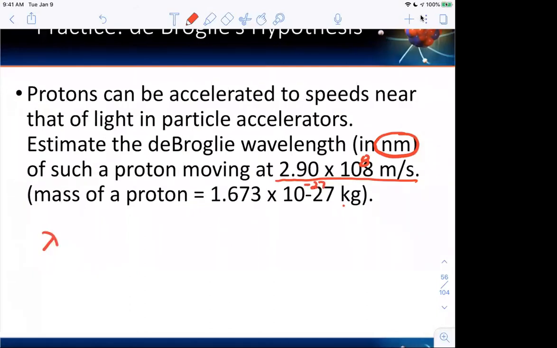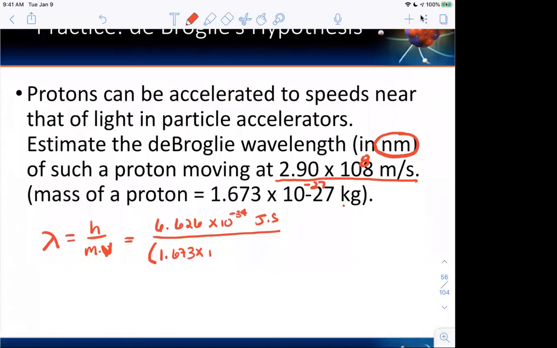I have lambda equals h over mass times velocity. So this is just velocity, not mu. I have 6.626 times 10 to the minus 34 joule second. I have a mass of 1.673 times 10 to the minus 34 kilogram. This is what I want because of the joule. The joule has kilograms in it, like I told you on the slide before.